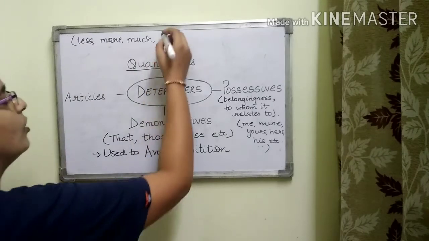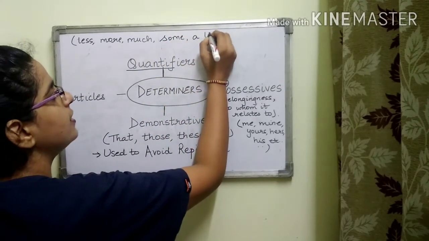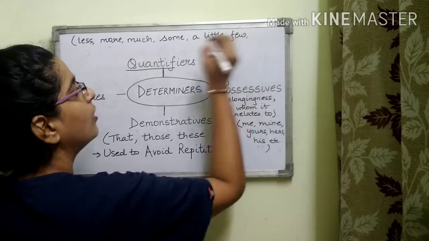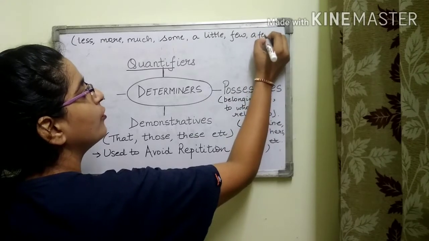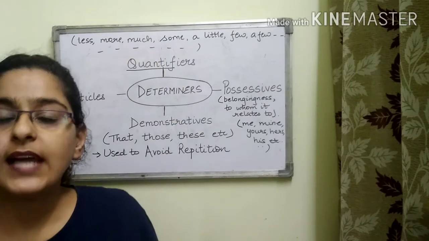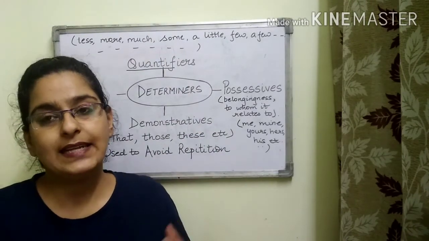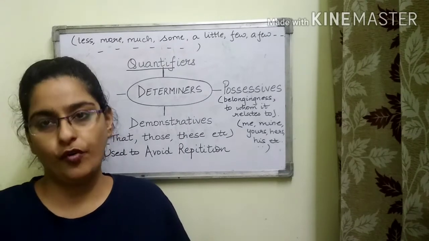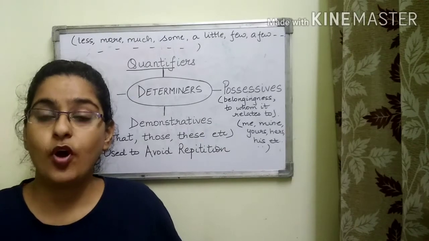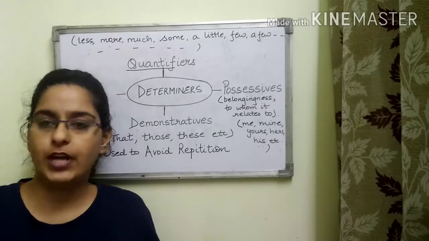I'm writing some, a little, few, a few, and then many more are there. So what are these? These are quantifiers, the words that are telling us about the quantity of a noun. So quantifiers are determiners because they are determining the quantity of a noun.